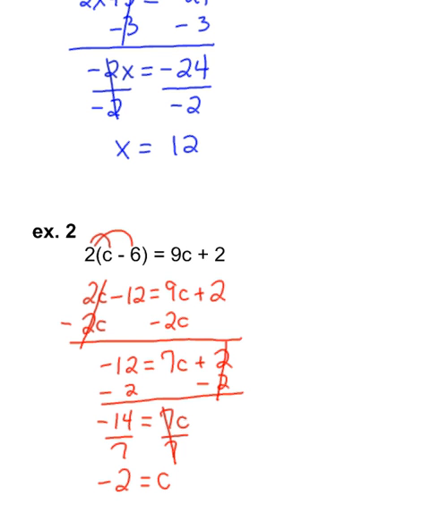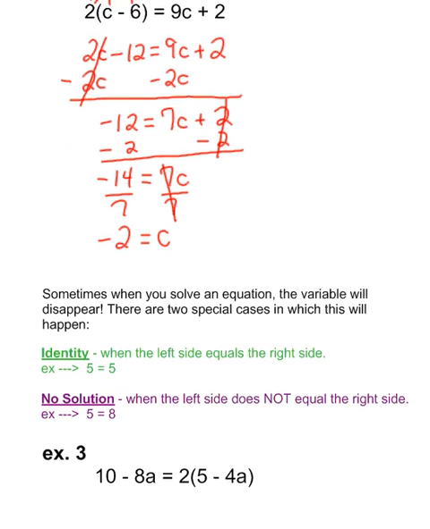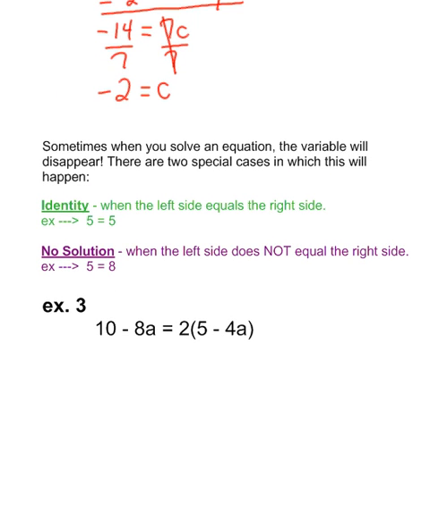So these past two equations have been fairly simple, but sometimes we'll have some special cases, and what will happen in the special cases is sometimes our variables will disappear when we're trying to solve. If that happens, we have two possible answers. One of our answers would be an identity, and we call this an answer when the left side equals the right side. So when we move our variables, if we get something like 5 equals 5, then that is what we call an identity problem.